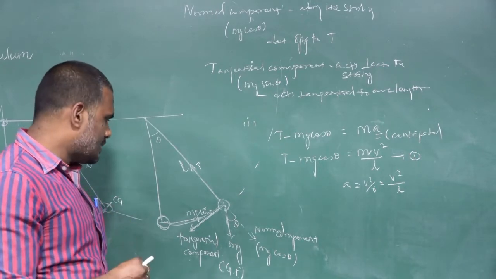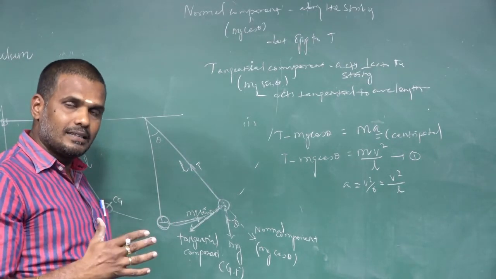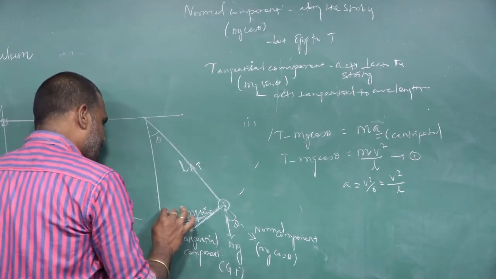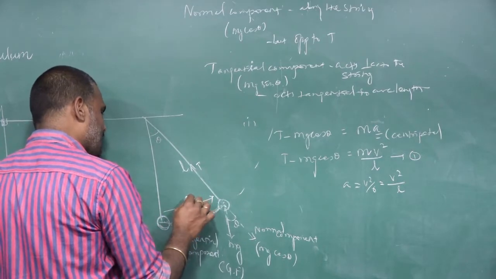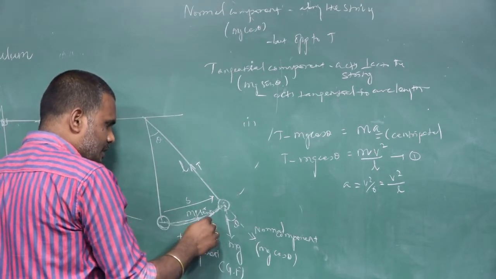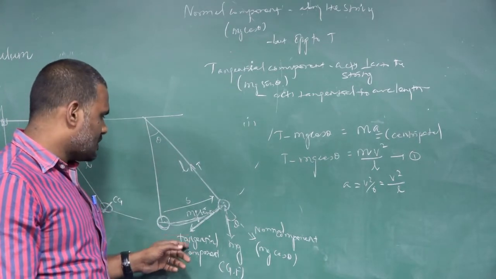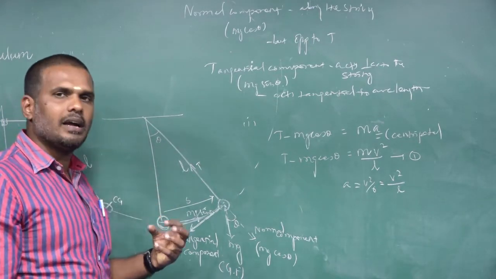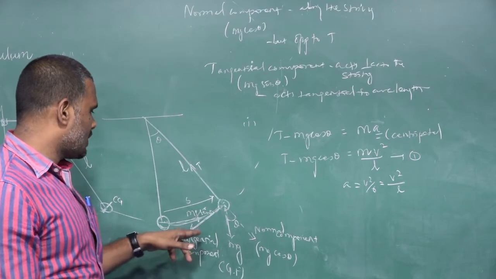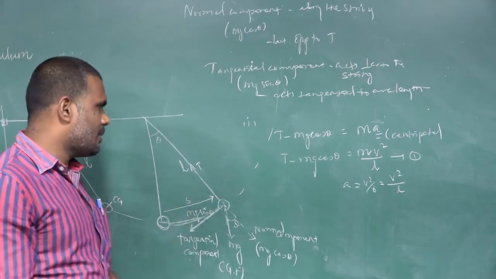That is, the direction of the tangential component mg sin theta is always opposite to the direction of displacement. Because if I am taking the pendulum towards this direction and displacing it, this tangential component force is acting opposite to the direction of displacement. So what can we say here? This tangential component is now behaving as the restoring force for the bob to come back towards its mean position. So the tangential component acting on the metal bob is the restoring force.